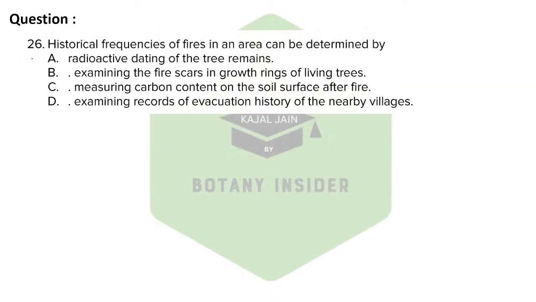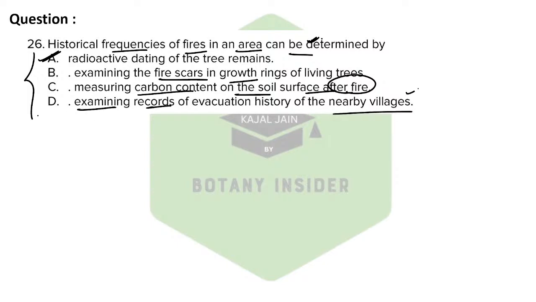One more question. Again, this is a repeated question, one or two times this has been repeated. The question is, historical frequencies of fires in an area can be determined by which of the following? How can you determine the frequency of fires in an area? First option is radioactive dating of the tree remains. Then you have examining the fire scars and the growth rings of living trees. Then you have measuring the carbon content on the soil surface after the fire. Fourth is examining the records of the evacuation history of the nearby villages.